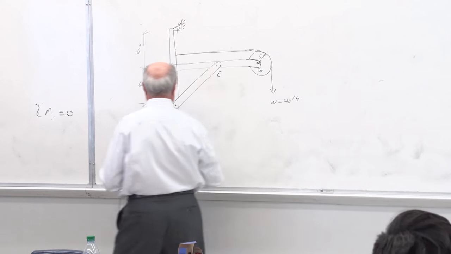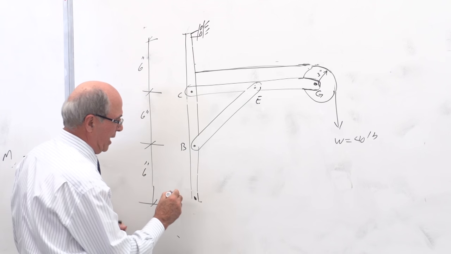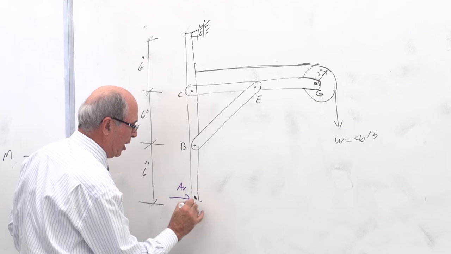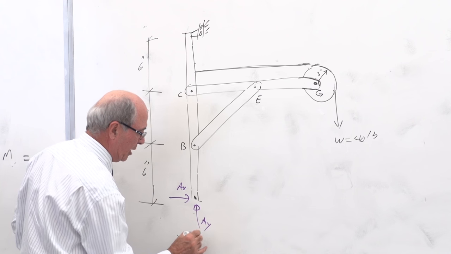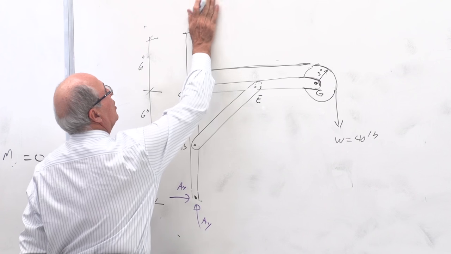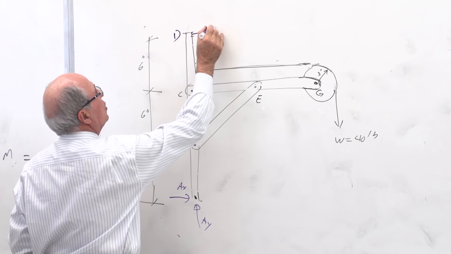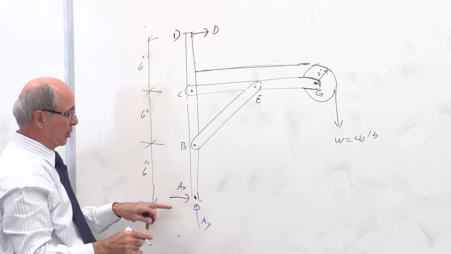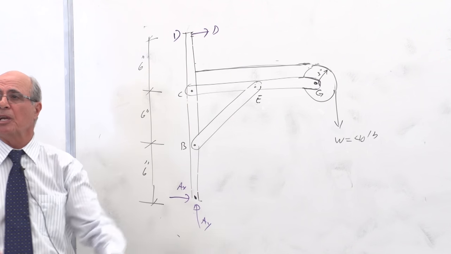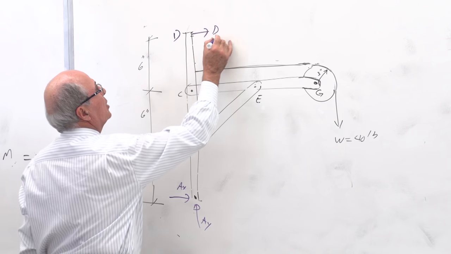So let's put that. Again, I'm going to erase that as usual and put here for you AX. If you don't have time to do it, you have to draw this without the D, or this was point D, and I'm going to put here D going that way, although it may be wrong, because AX and D cannot be in the same direction. Is that correct or not? Yes? One of them has to change. So call it DX, because there is no DY, because that was a roller.